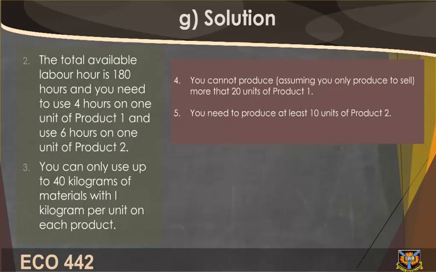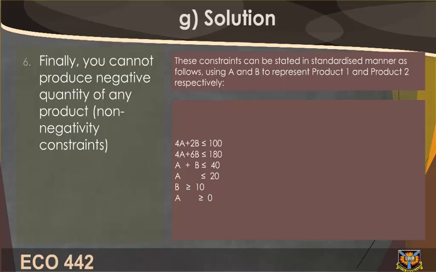The total available labor hours is 180 hours, and you need to use 4 hours on 1 unit of product 1 and 6 hours on 1 unit of product 2. 3. You can only use up to 40 kilograms of materials, with 1 kilogram per unit on each product. 4. You cannot produce more than you can sell. 5. You need to produce at least 10 units of product 2. 6. Finally, you cannot produce negative quantity of any product.